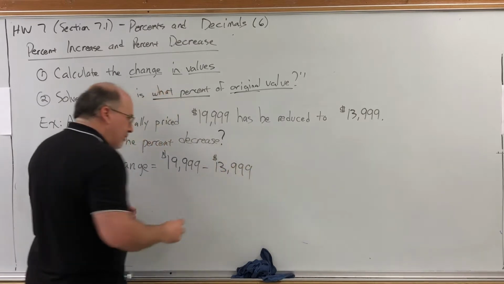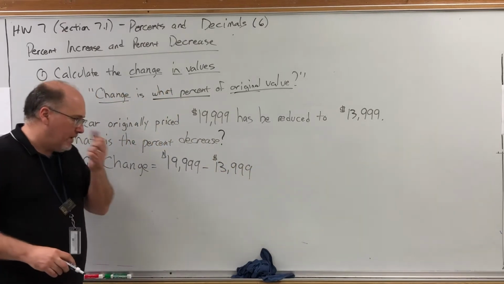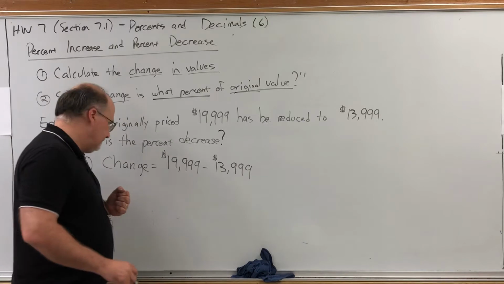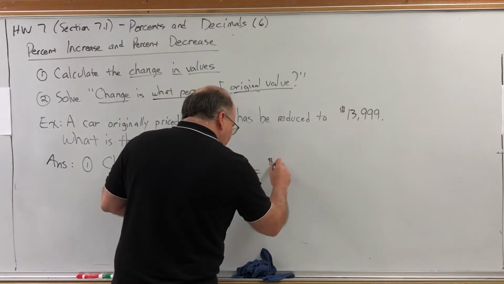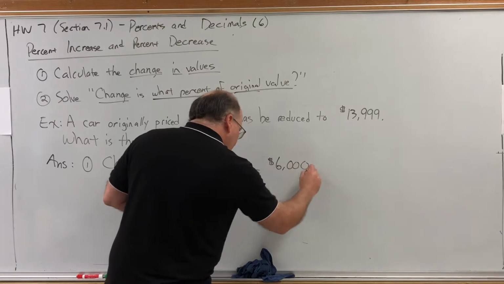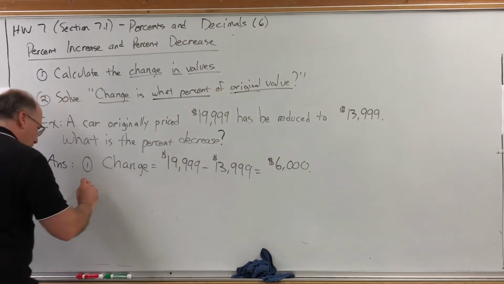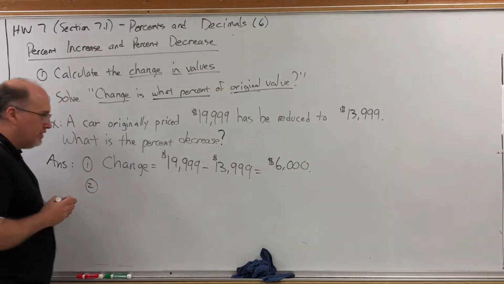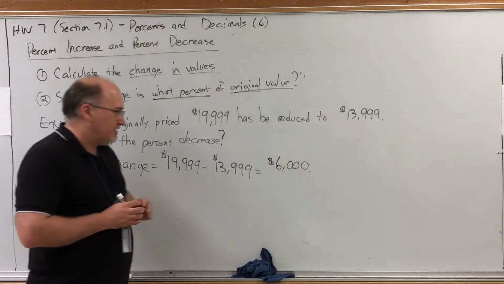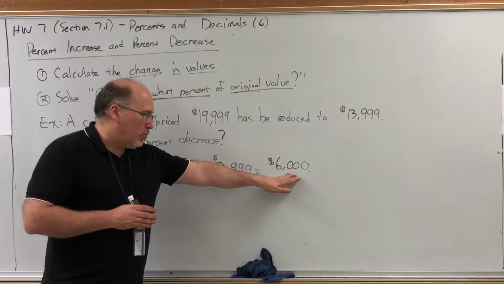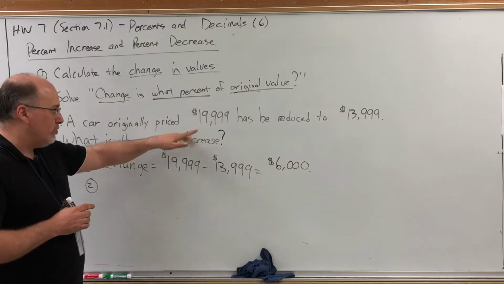Now, had the price gone up, you could subtract it in the other order to keep it positive. If you subtract those, you get exactly $6,000. And now we have to solve a percent problem. And again, the percent problem that you solve is asking: 6,000 is what percent of the original price?